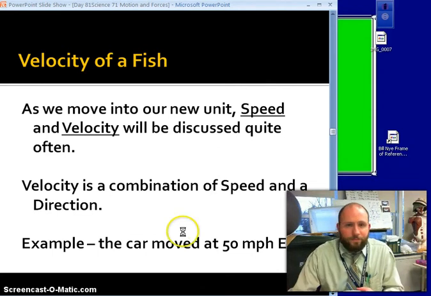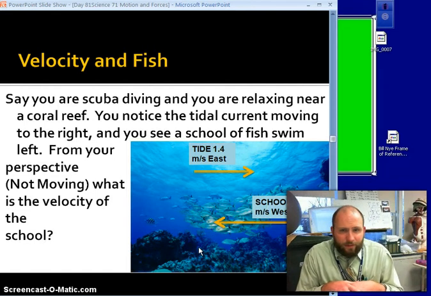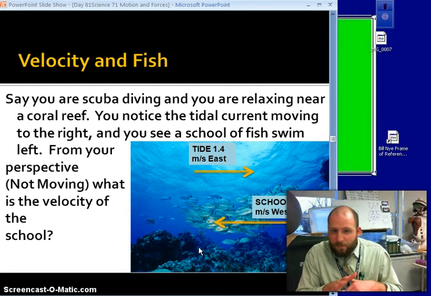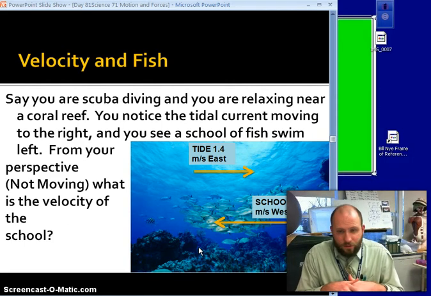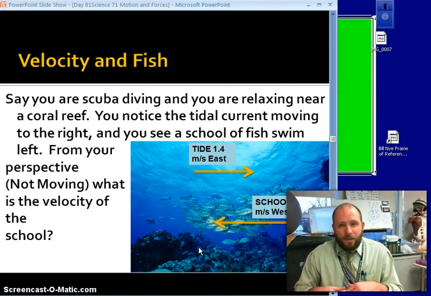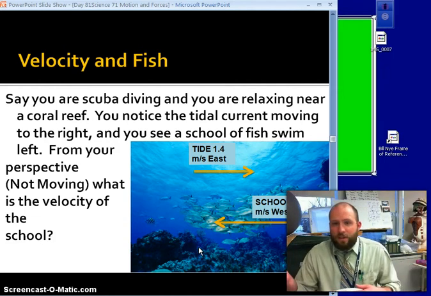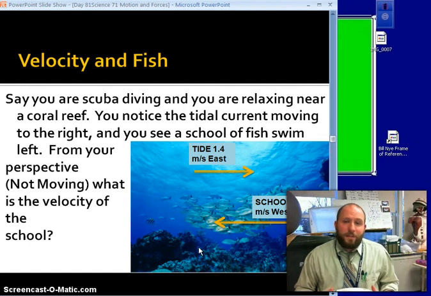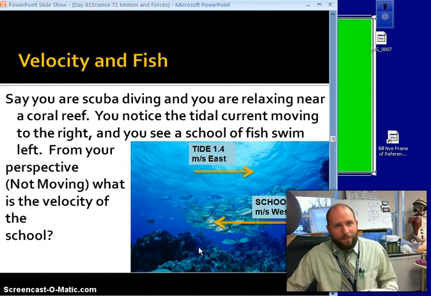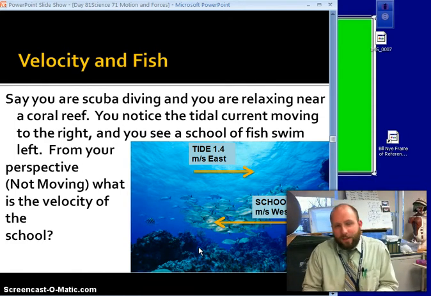If we go to the next slide, we have a scuba diver here relaxing near a coral reef. You notice the tidal current moving to the right, and you see a school of fish swim to the left. From your perspective, the perspective of you not moving, what is the velocity of the school? And I think it should be noted that the two items here are moving in opposite directions. Tide is moving to the right, school is moving to the left. I'll give you a couple seconds here to see if you can figure out what is the speed and the velocity of the school. You can pause the video if you'd like. Chat amongst yourselves, partners.